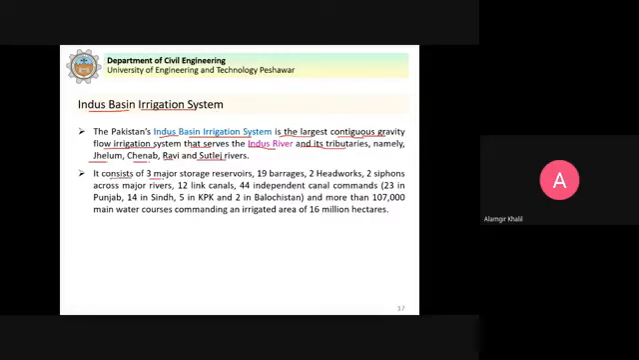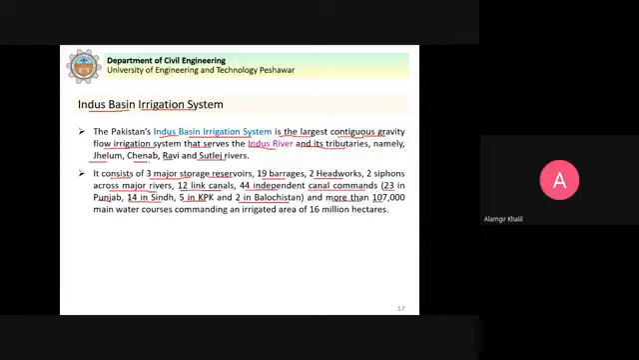It consists of 3 major storage reservoirs, 19 barrages, 2 headworks, 2 siphons across major rivers, 12 link canals. When we supply water from one river to another river, that is done by construction of a canal known as a link canal. 44 independent canal commands means that these canals supply water independently to different areas. 44 independent canal commands: 23 in Punjab, 14 in Sindh, 5 in KPK, and 2 in Balochistan.